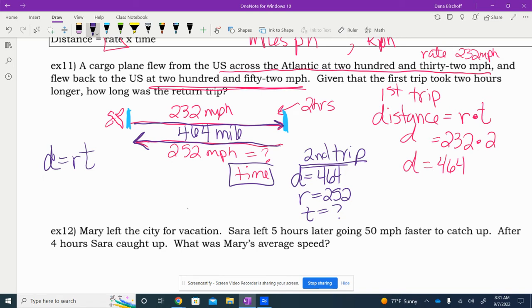I hear crickets. I don't hear anyone saying anything. What do you think? Could we substitute some values for those variables?